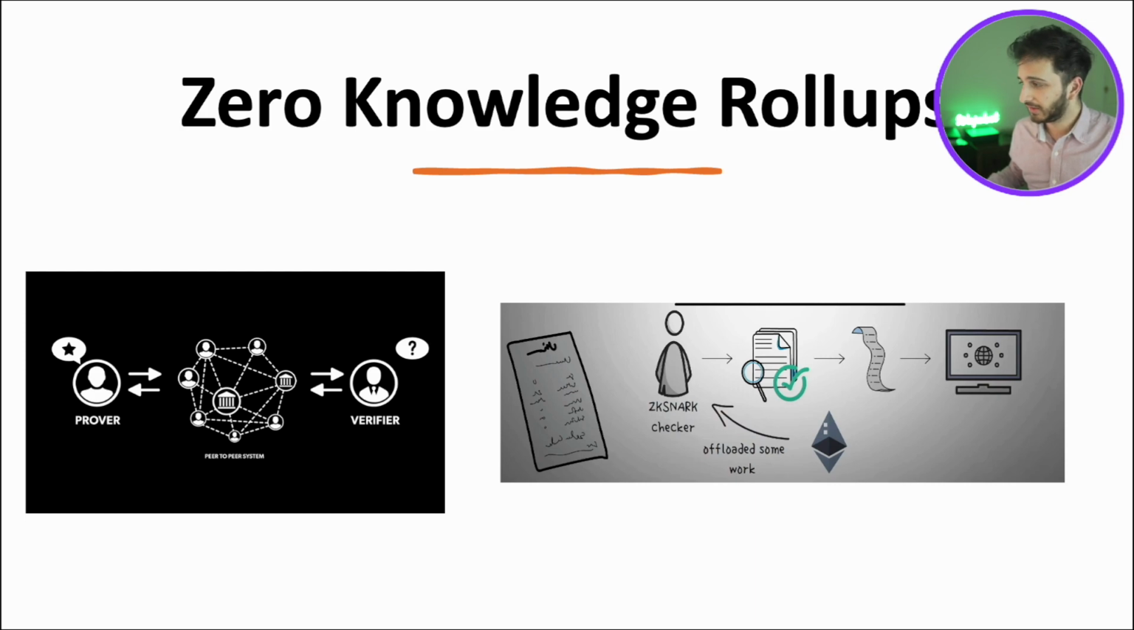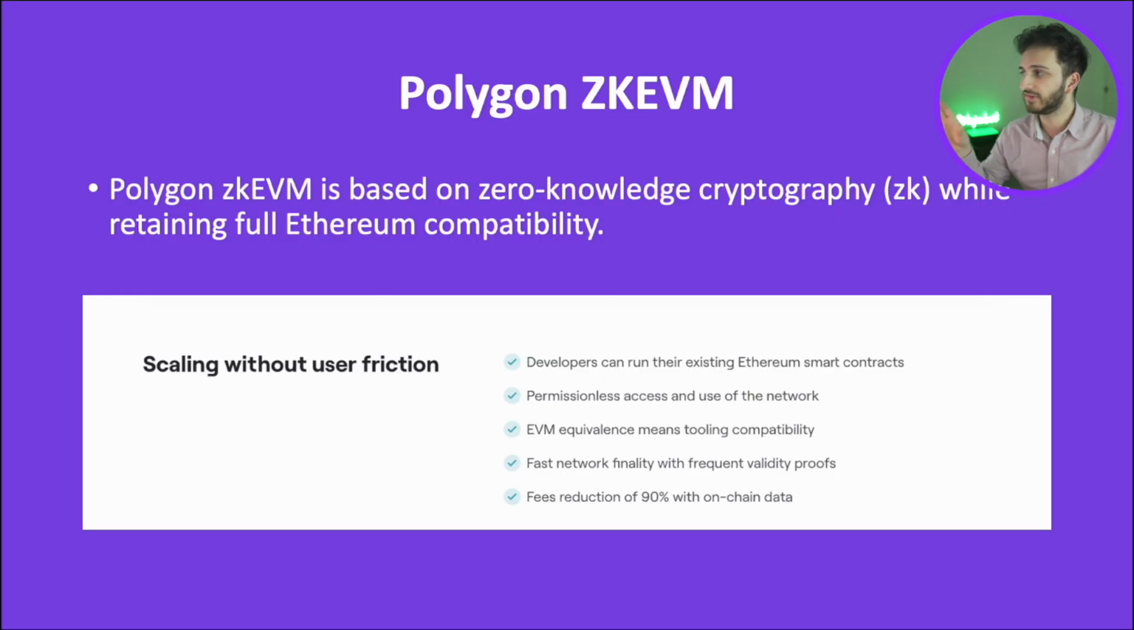So yeah, zero knowledge rollups use these ZK checkers, which will perform validity checks on the transactions off chain, and it helps with scaling the network. Now, Polygon ZK EVM is a zero knowledge rollup that is Ethereum compatible.